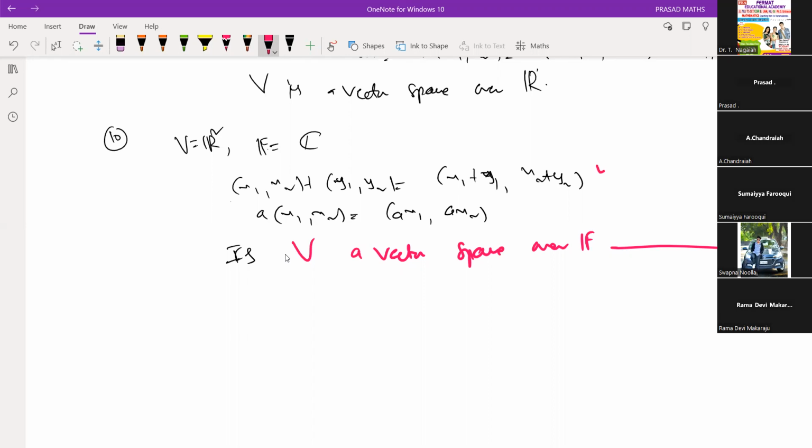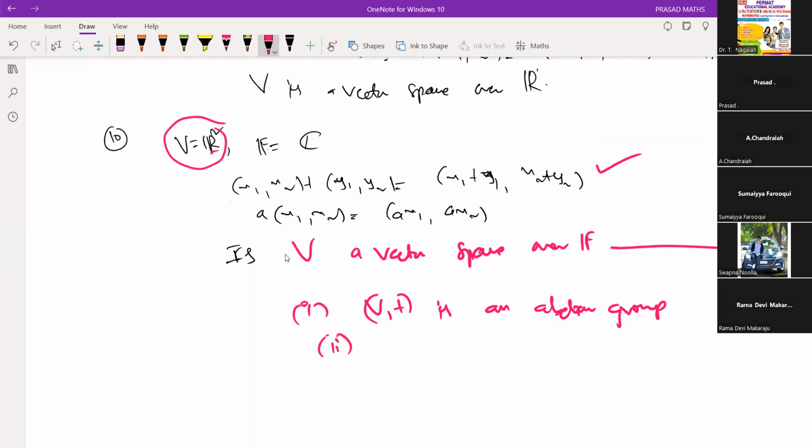There is no problem with the first one, because we've already seen it works with vectors. The first property deals only with ordered pairs. V with respect to addition is an abelian group. So what is the problem I face? Look at the second property. What is a? a is my scalar, meaning a complex scalar. Yes or no? a is my complex scalar.